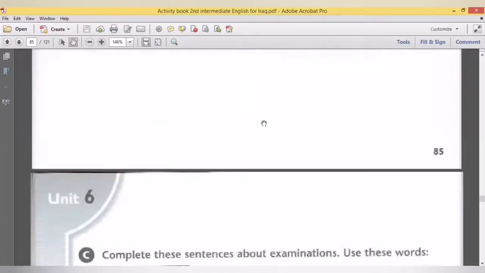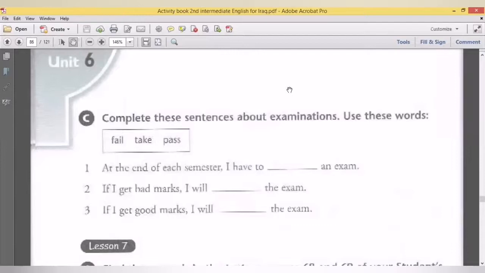I think it's the last one. Exercise C. Complete these sentences about examinations. Use these words. Number one. At the end of each semester, I have to take an exam. If I get bad marks, I will... If I get good marks, I will... So the first one, at the end of each semester, I have to take an exam. Number two, if I get bad marks, I will fail the exam. Number three, if I get good marks, I will pass the exam.